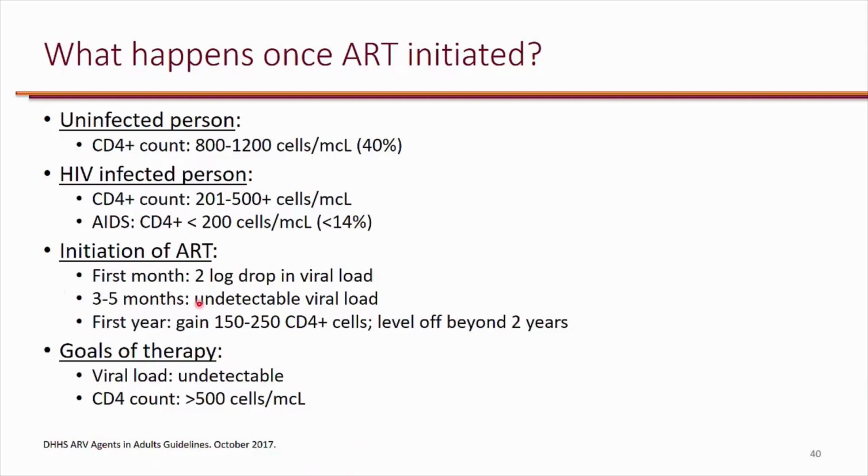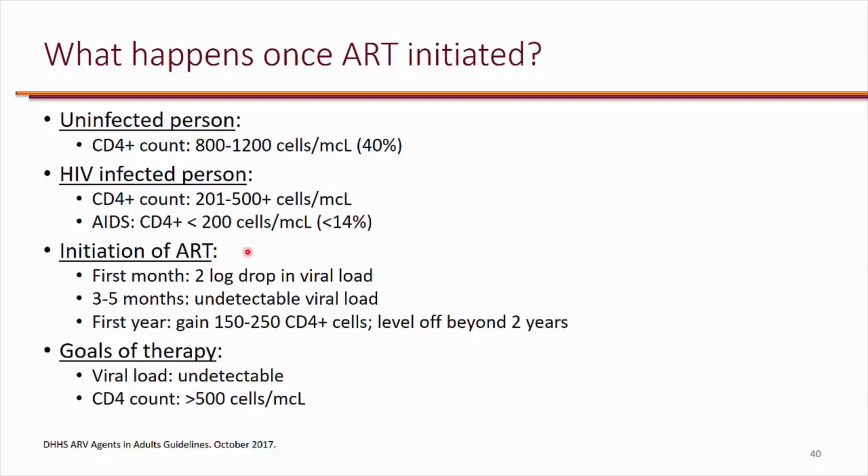And then 3 to 5 months later, which is 12 to 48 weeks, you will expect to see undetectable viral load. And then in the first year of treatment, you should see the CD4 go up by something between 150 to 250, and then beyond 2 years it levels out. Whatever gains of CD4 you get, after 2 years of treatment, it's going to plateau, and you're not going to see significant increases beyond that.